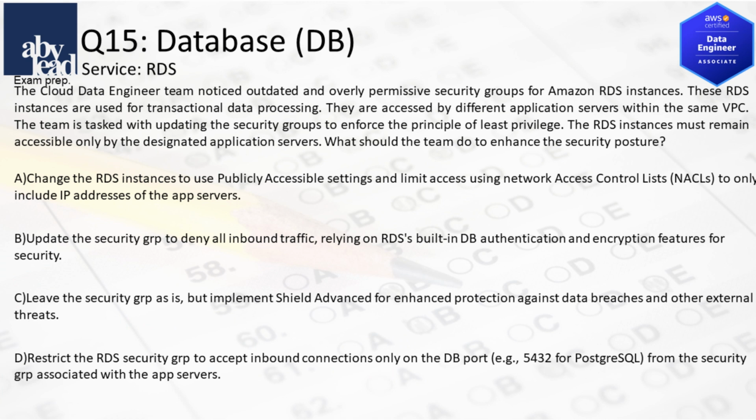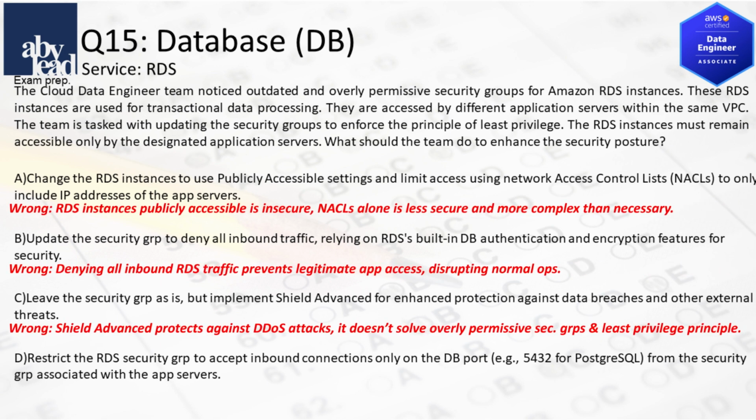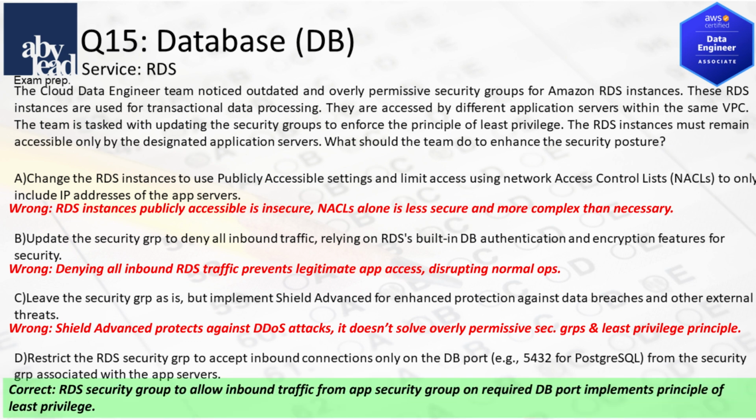Question 15. How do you ensure RDS security group access only by app while enhancing overall security? Don't make RDS instances public and network ACLs are too advanced. Besides, denying all traffic is overly restrictive and Shield Advanced can't control access. You better configure RDS security group to allow inbound traffic from app security group on required DB port.